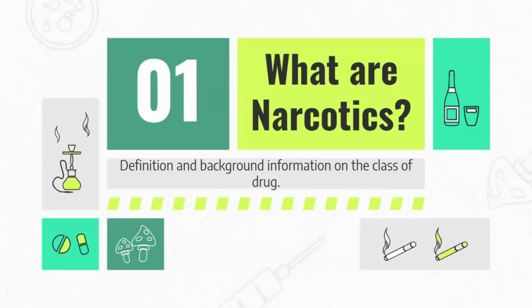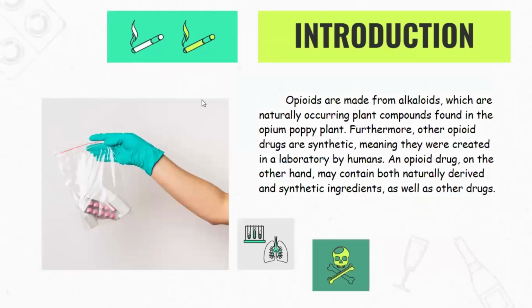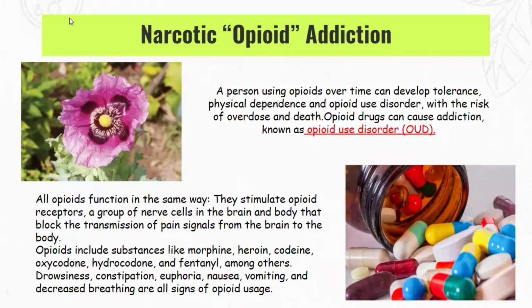So firstly, what are narcotics? In this objective, we will be giving a definition for this topic, as well as background information on the class of drug. Opioids are made from alkaloids, which are naturally occurring plant compounds found in the opium poppy plant. Furthermore, other opioid drugs are synthetic, meaning they were created in labs by humans. An opioid drug, on the other hand, may contain both naturally derived and synthetic ingredients, as well as other drugs. If you look to the left of the screen, you'll see a picture of the poppy plant.